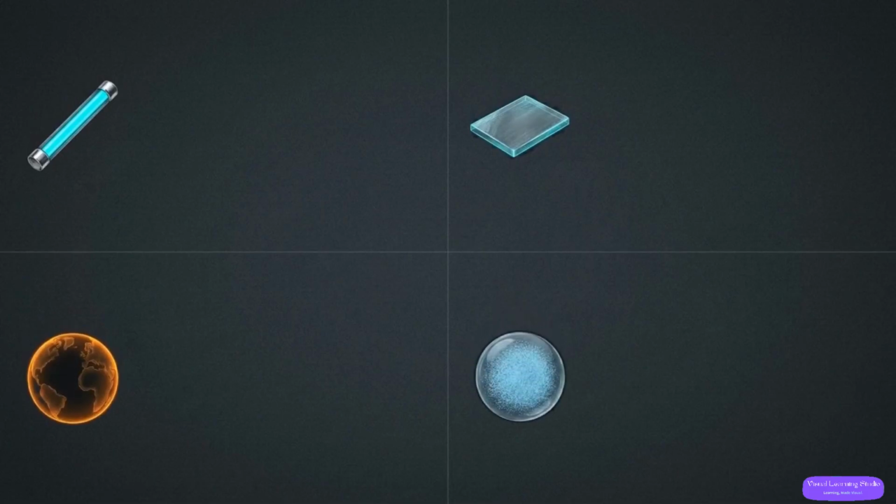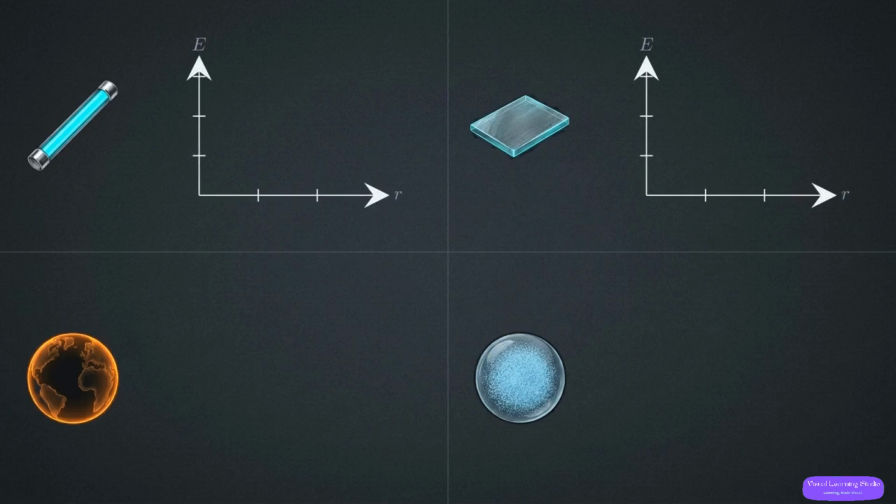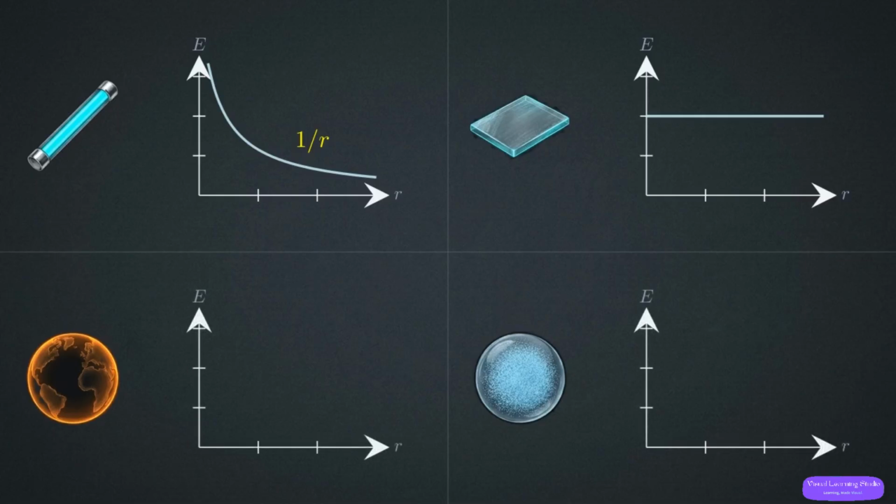Here are all four major charge distributions side by side: the line, the plane, the hollow shell, and the solid sphere. These graphs in the top row show how the electric field behaves over distance. For the infinite plane, the field is perfectly uniform. The graph is a flat, horizontal line because the strength never drops, no matter how far away you get. The line charge, however, spreads out as it travels, slowly decaying as 1/r.